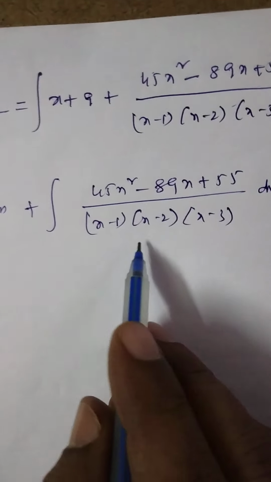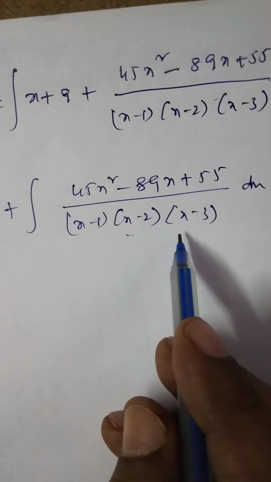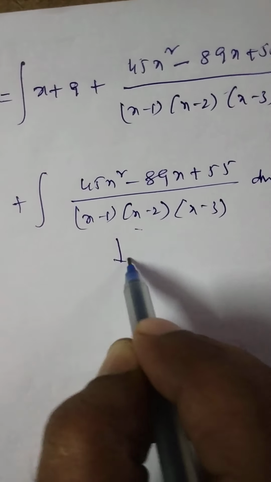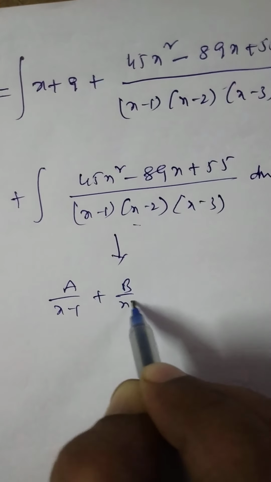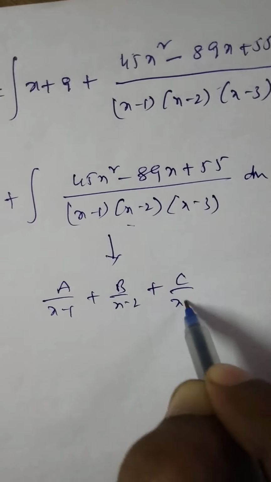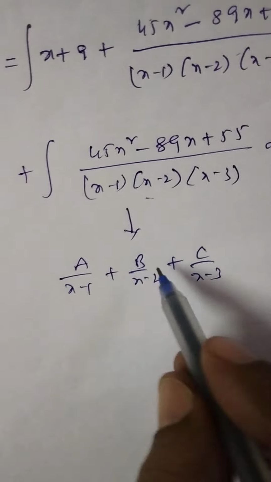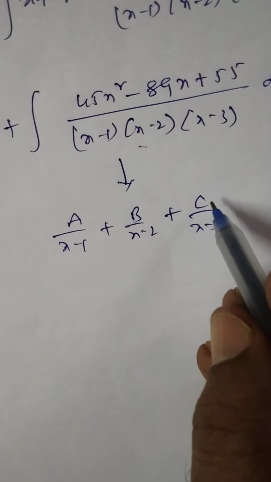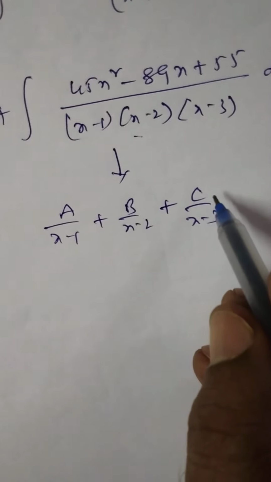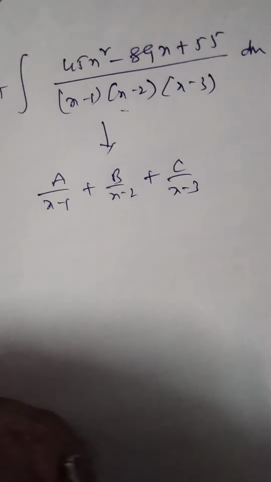Now in this again we know this is in the form of non-repeated linear factors. So simply we'll write this one as A by (x − 1) plus B by (x − 2) plus C by (x − 3), and again we'll simplify this. So after getting the values of A, B and C, we will substitute here. Okay, so by substituting, finally you are going to get the result here.